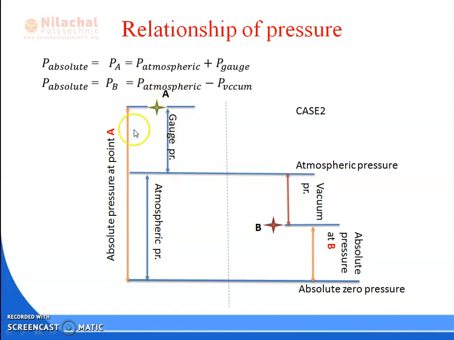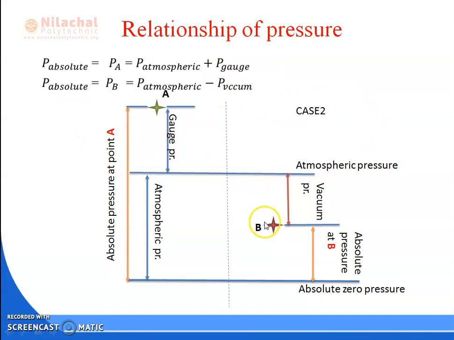If it is above atmospheric pressure, then the pressure measured above atmospheric pressure is known as your what? Gauge pressure. The pressure measured at a point with respect to atmospheric pressure is known as which pressure? Gauge pressure. So what is the relationship between absolute, gauge and atmospheric? Absolute pressure is equal to atmospheric pressure plus gauge pressure. This is your case number 1.